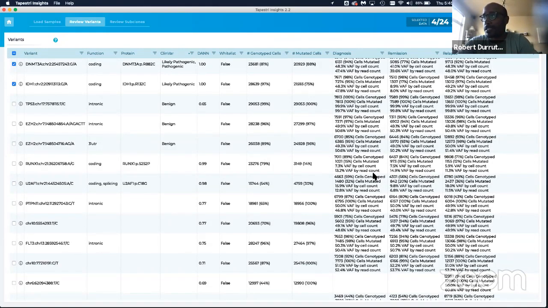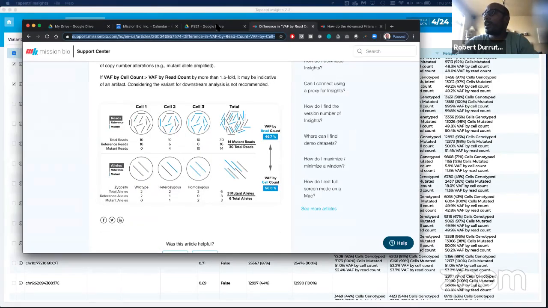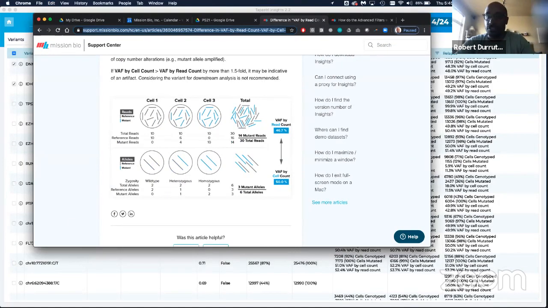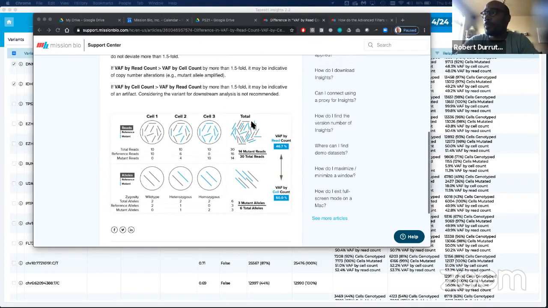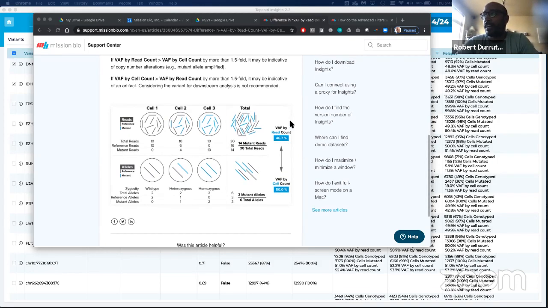Another way, and this is where the VAF by cell count and VAF by read count come into place, is the ability to compare both metrics. And so I just want to remind you of what those metrics are. I'm just going to share that link in the chat box so that you guys can access that. That's on our website, on the support.missionbio.com knowledge base. Just a brief reminder why we have those two VAF counts available.